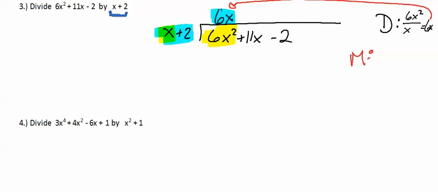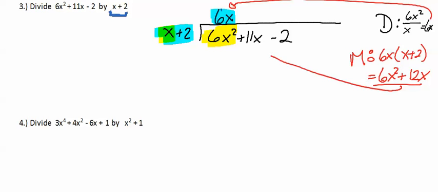So I'm going to multiply 6x times x plus 2. That's going to give me 6x squared plus 12x, and that goes underneath. And the last step is to subtract. And we're going to show that just over here. But when I subtract, I have to make sure I subtract the quantity.